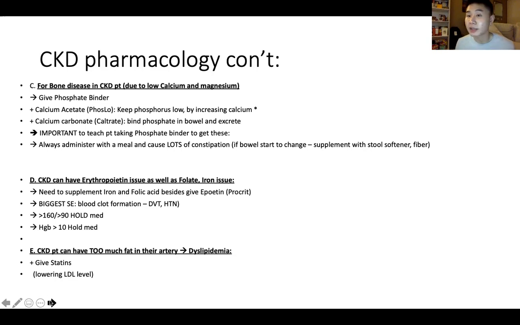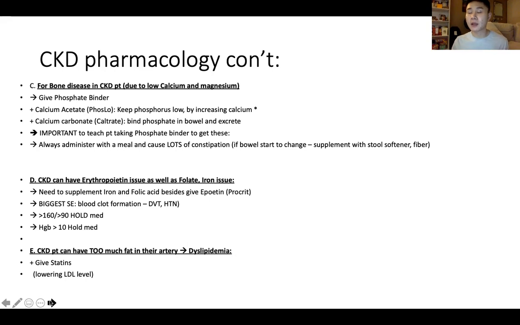So I would like to talk a little bit about epoetin Procrit. Epoetin Procrit is the medication that stimulates the production of red blood cells by stimulating the release of erythropoietin, which will then stimulate bone marrow and create more red blood cells. So whenever we have an increased level of red blood cells, the blood will get thicker. The viscosity of the blood will get thicker.